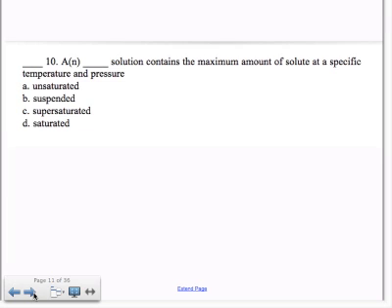Okay, so talking about saturation levels, unsaturated means you've got more room to dissolve stuff. Saturated is the maximum amount that you can have, and then supersaturated is, under certain conditions, you can get a solution to accept more solute, but typically saturated is the most you can have.